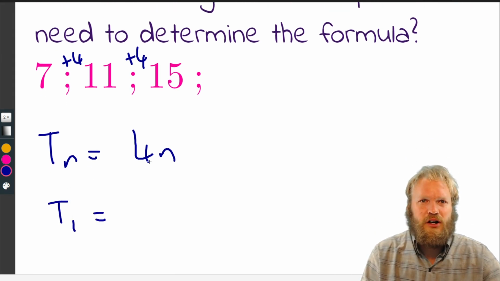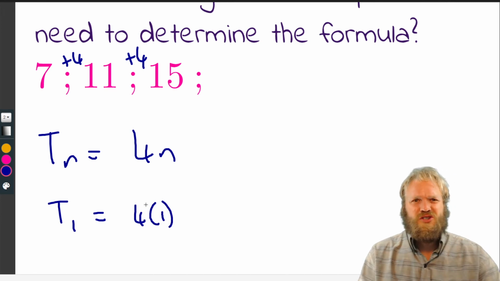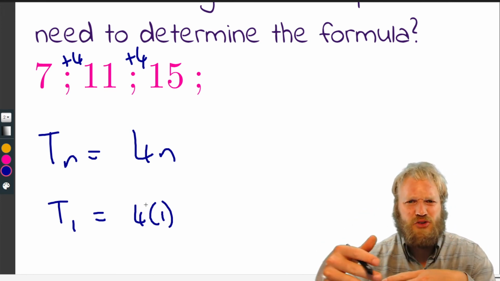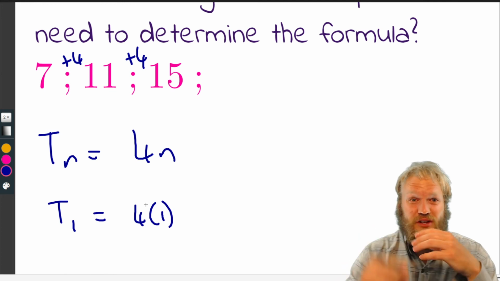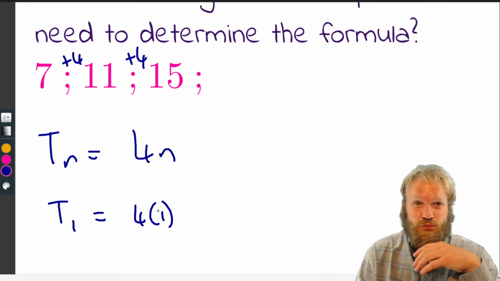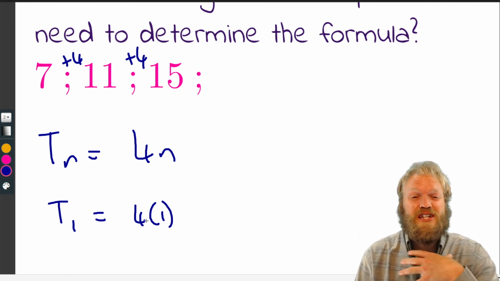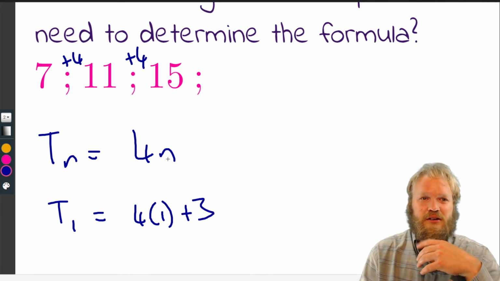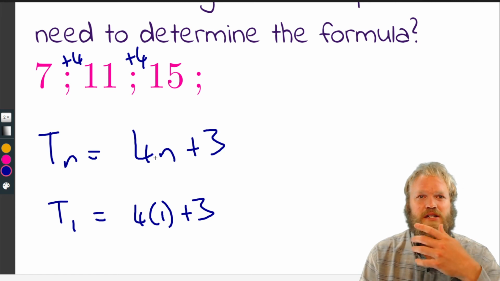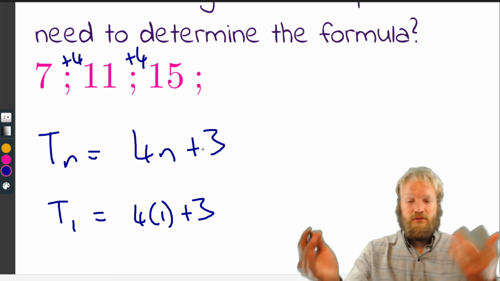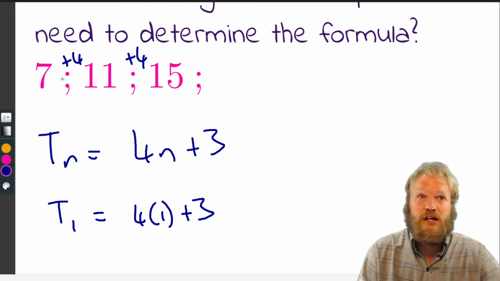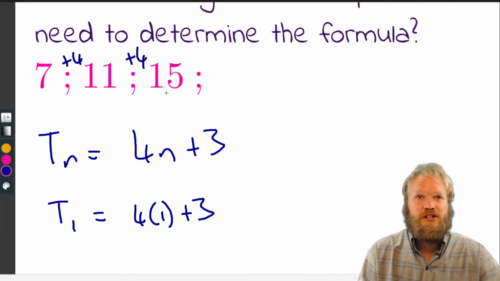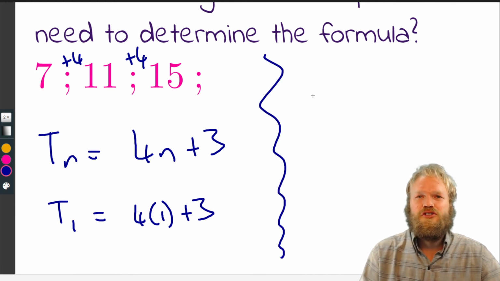And then let's just look at the first term. T1, we know if we put 4 times 1 in, we'd have 4. So what do we need to add or subtract to get to that first term of 7? We're on 4 at the moment. What do we still need to add to get to 7? We need to add in another 3. So therefore our formula, Tn equals 4n plus 3, done. That's it.